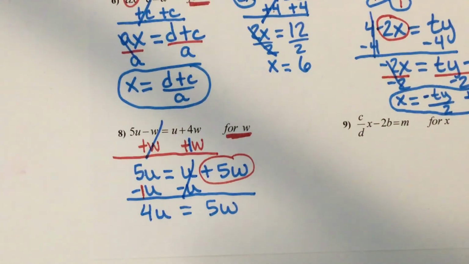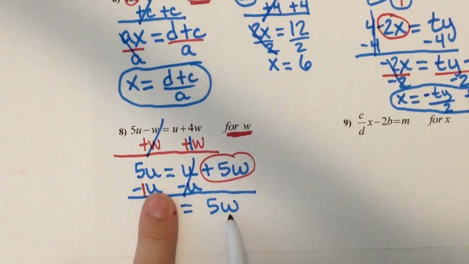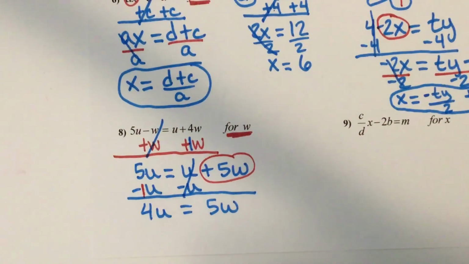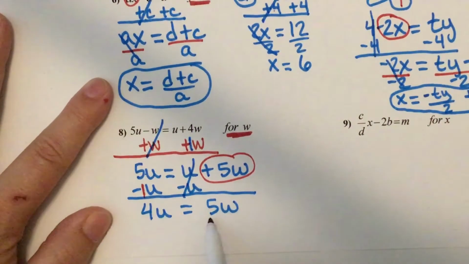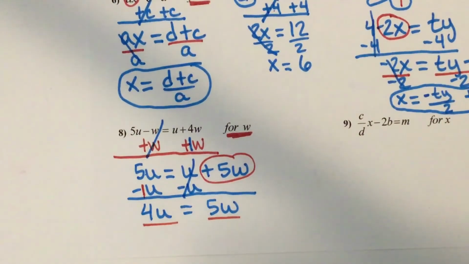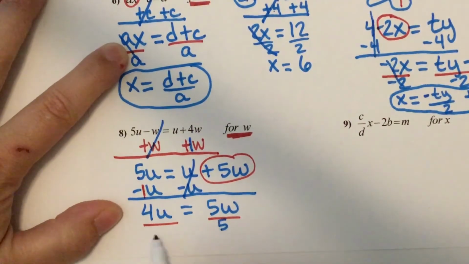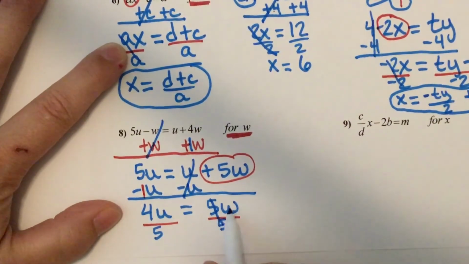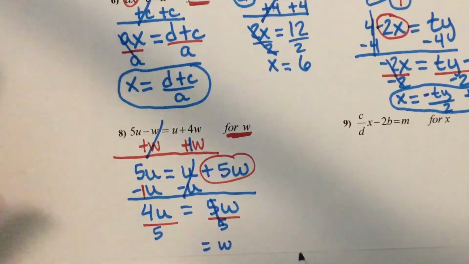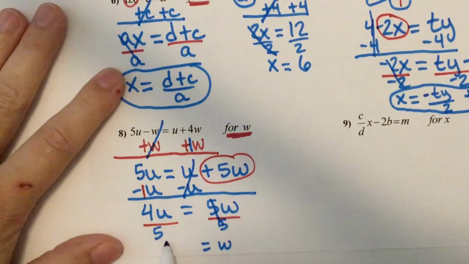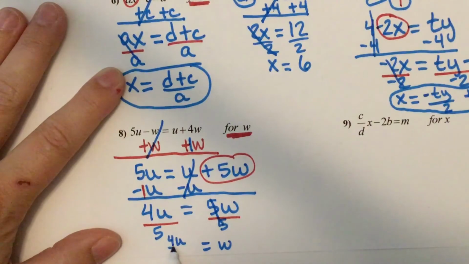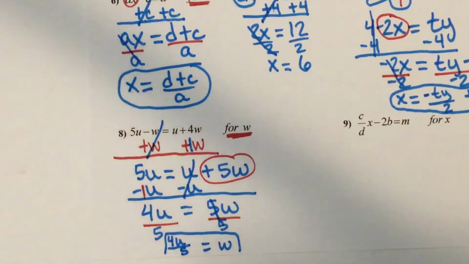Okay, and then I'm still trying to get w by itself, so how can I get rid of the 5? Divide. These are smushed, so they're multiplied. So I'm going to divide both sides by 5. And then that makes 1w, or w. And then if I could divide 4 by 5 or reduce 4/5, I would, but I can't. So that's the answer. So 4u over 5. Ooh, barely fit in there. 4u over 5.